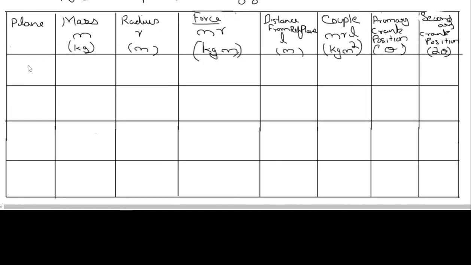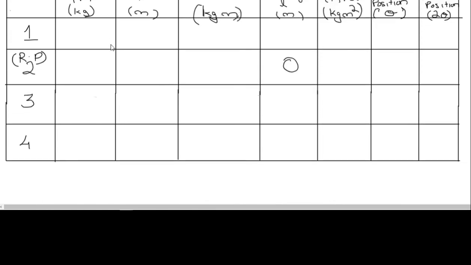So first one, plane 1, plane 2, which is our reference plane. So you should denote this as a reference plane. So the distance from the reference plane will be 0, and plane 3 and plane 4. The mass of the first plane is given, that is 400, and the mass of the last plane is given. So m1 equal to 400 and m4 is equal to 400, and we need to find m2 and m3.